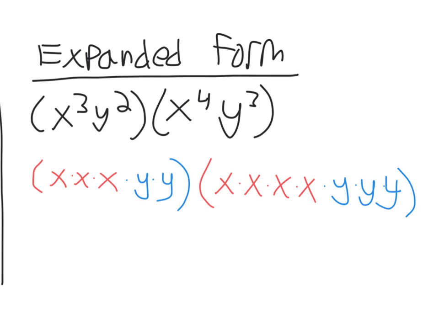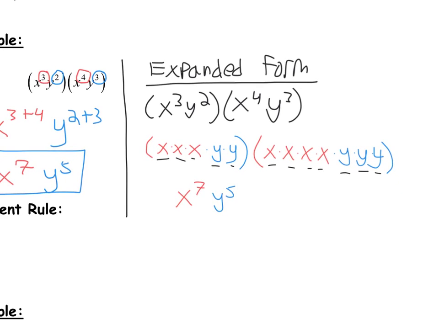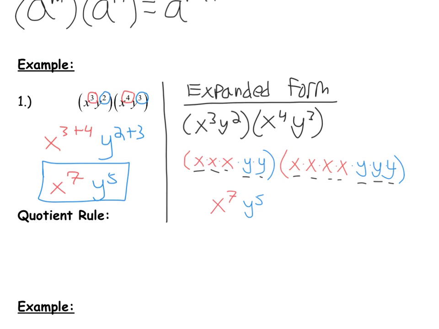Okay. All right, and so now all you do is you count up how many x's you have. So you can see here you got 1, 2, 3, 4, 5, 6, and 7. So that's going to be x to the 7th power. And then the y's, you're going to have 1, 2, 3, 4, 5. So that is going to be y to the 5th power. Okay, so now if you compare our answers here, this is our final answer. If you compare the answers, they are identical.